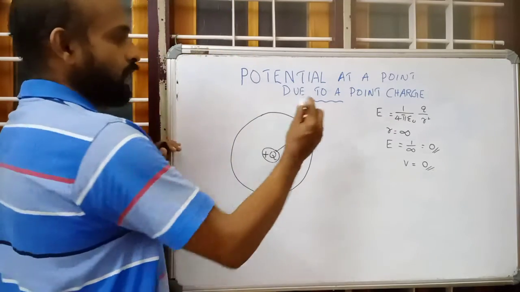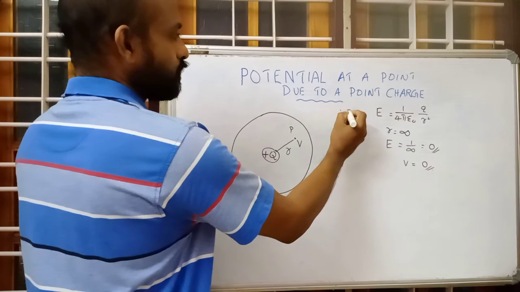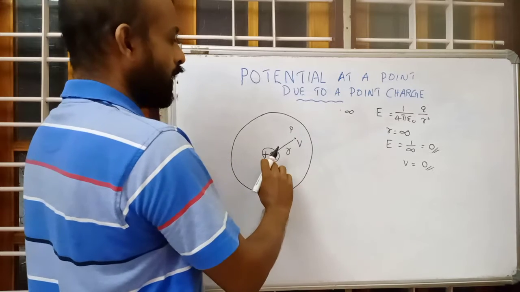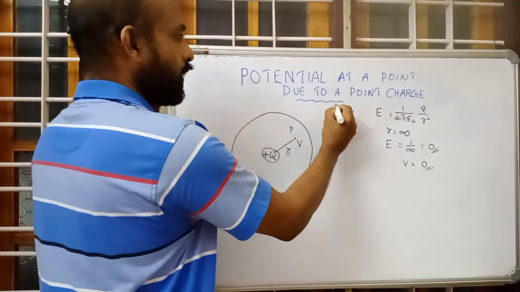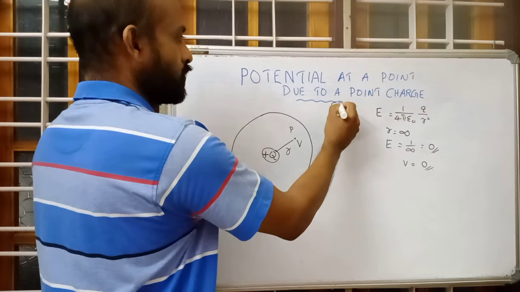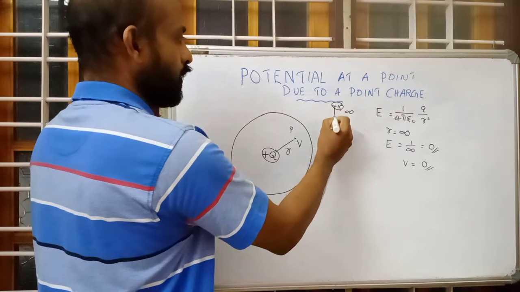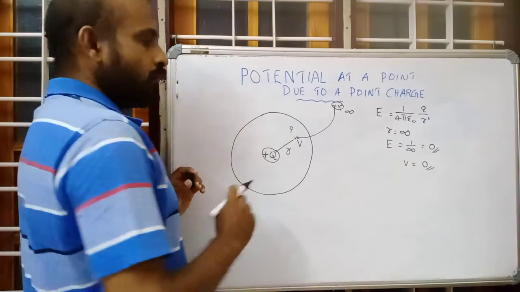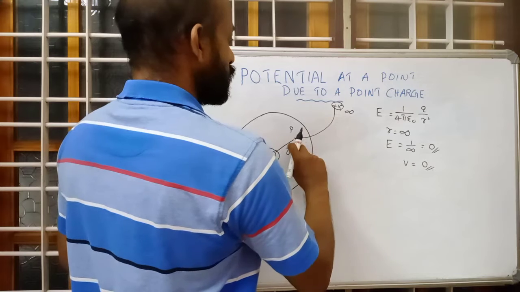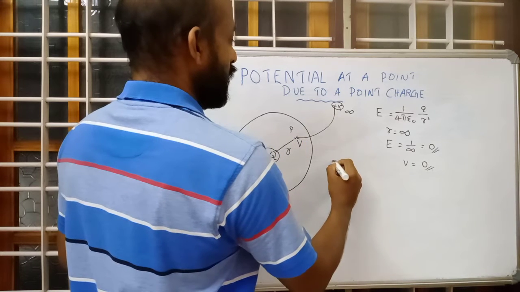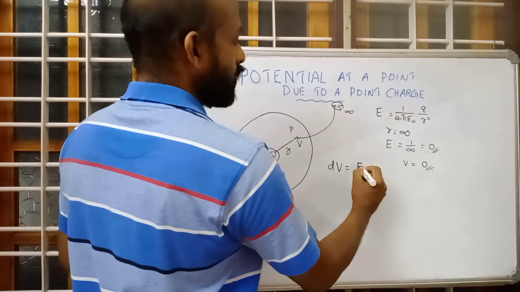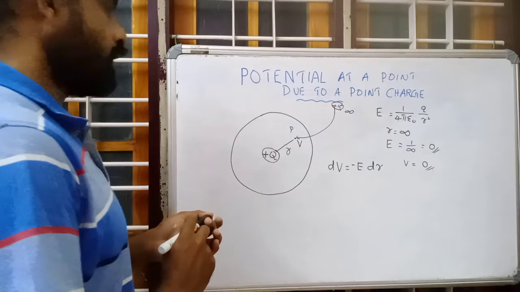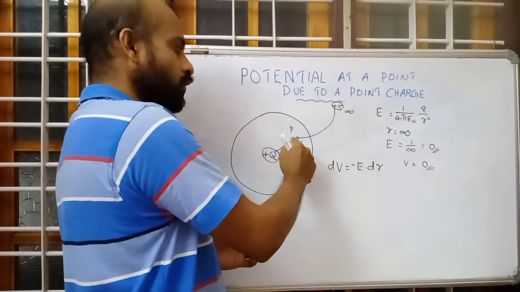Now suppose this be an infinite distance. I will mark this as infinity. From here to here the distance is infinity. From here to here the distance is r. I am going to bring a unit positive charge, 1 coulomb charge, from here to this point. This is the method of transferring. We know that the potential difference between these 2 points, dV, is equal to E into dr. This is the general expression. I am bringing the charge 1 coulomb from infinity to this point.